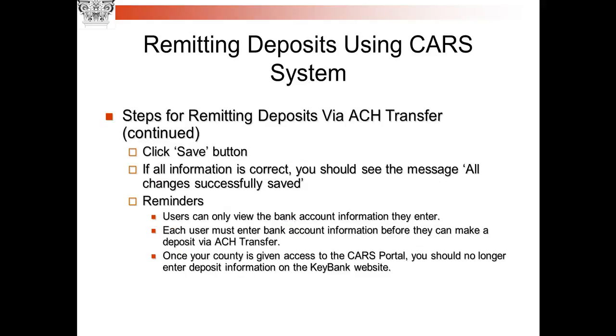After entering the requested information, you would click the Save button, and if all the information checks out, you should see a message that says all changes successfully saved. If you see any other message, then you would need to address whatever's been flagged. For example, if the bank account number doesn't match for the two fields that ask for that information, it will give you a message at the top of the screen.